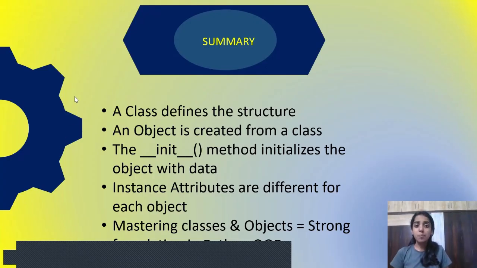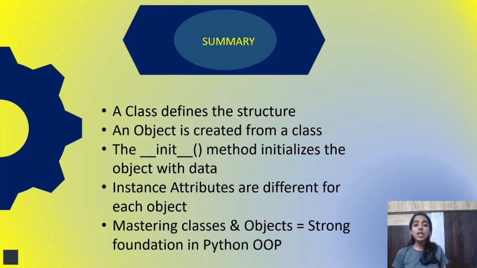Let's do a quick recap. A class is like a design or plan. An object is a real instance of the design. Constructors help us set up each object with custom data. Instance attributes make each object unique. Now that you know the basics, you are ready to build your own smart real-world Python program. Are you guys ready? I am also ready.